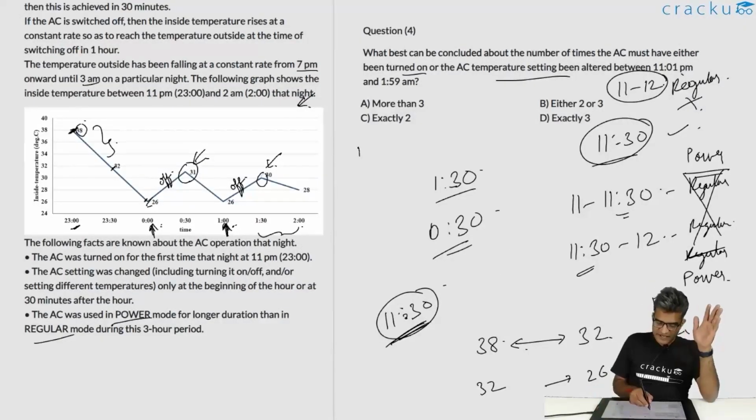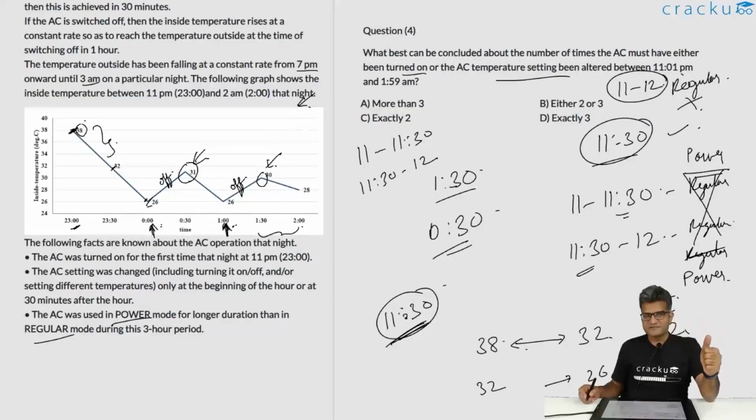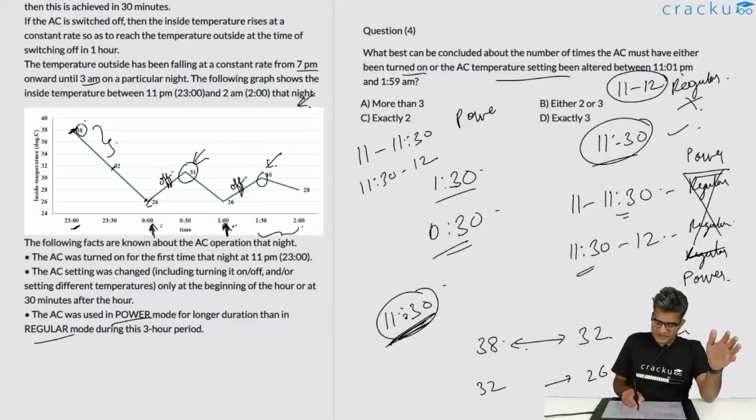This would imply that either from 11 to 11:30 or from 11:30 to 12, one of them is power and one of them is regular. That is one case, and if that is the case, then the setting was changed at 11:30 from power to regular or from regular to power. This is one case. The only other alternative is that in both the cases it is power. This is power here and this is power here.